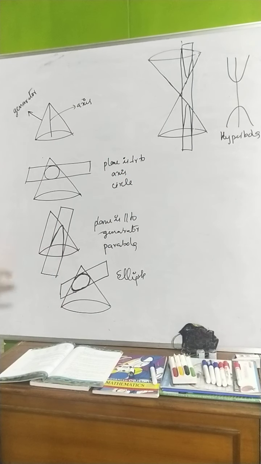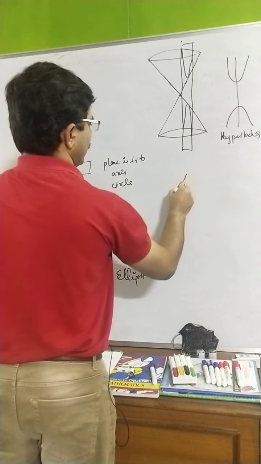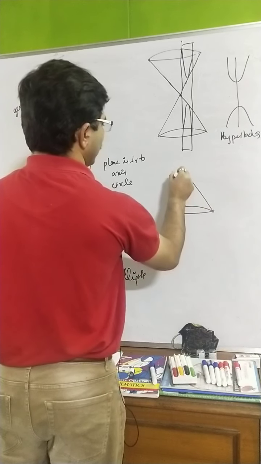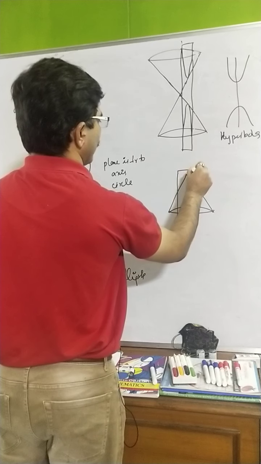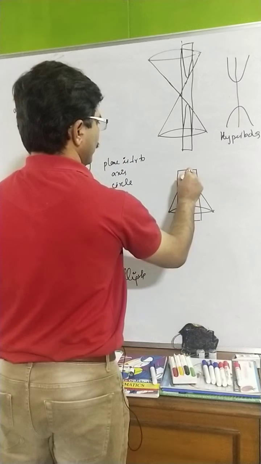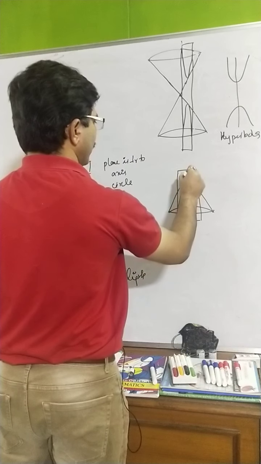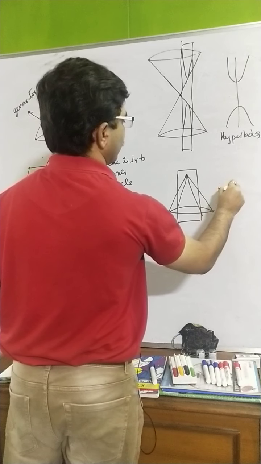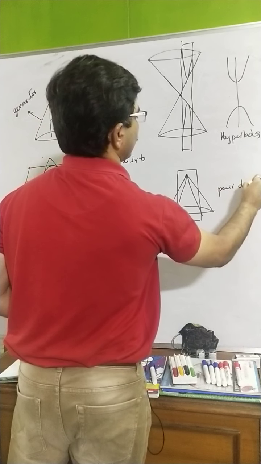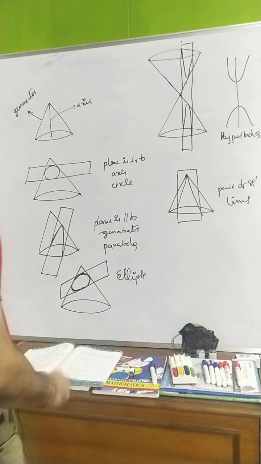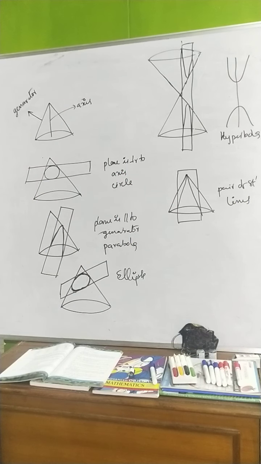Right? Now another one. When you are going to draw the plane along the vertex, if you cut it off, you will get here like this pair of straight lines. You will get what? Pair of straight lines. Okay, like this.